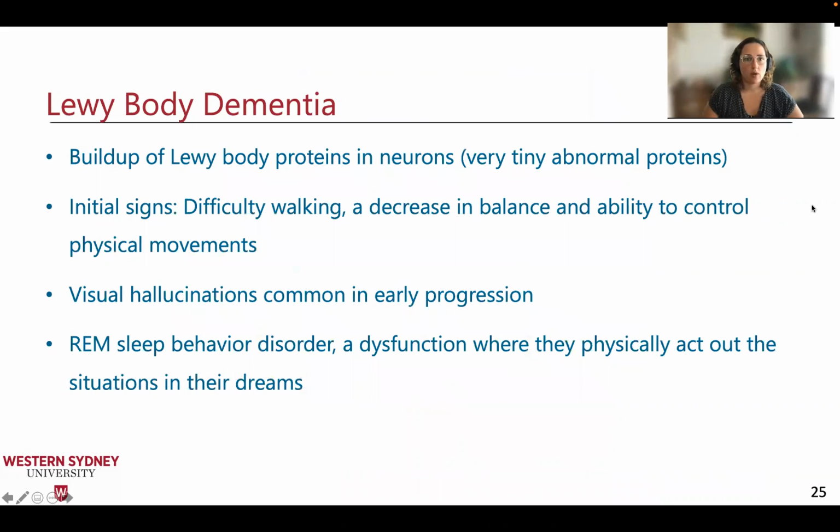We then have Lewy body dementia. Lewy body dementia similarly is an issue with proteins in the brain, but it is a buildup of Lewy body proteins, specifically in neurons, which are very, very tiny abnormal proteins. The initial signs can be difficulty walking, a decrease in balance and the ability to control physical movements. Visual hallucinations are common, especially with the early progression of Lewy body dementia. You also get a lot of issues with rapid eye movement sleep behavior disorder, a dysfunction where people physically act out the situation of their dreams.